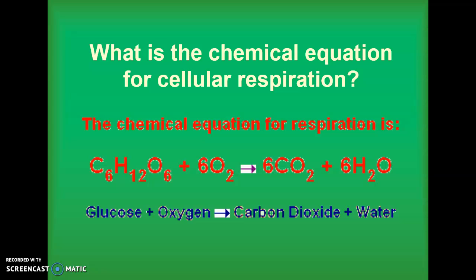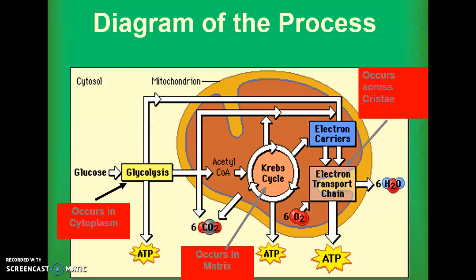So plants need water and carbon dioxide. They make oxygen and sugar. Animals need oxygen and sugar. They make carbon dioxide and water. These two things balance each other out.